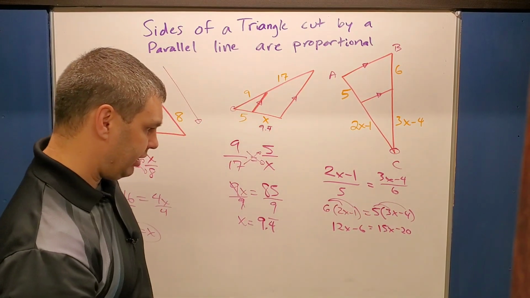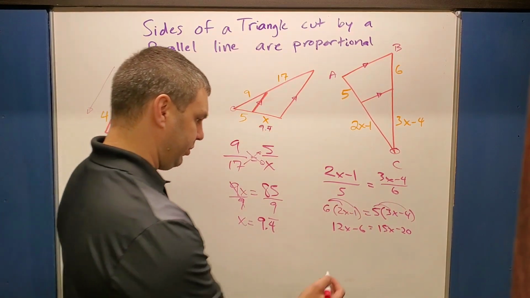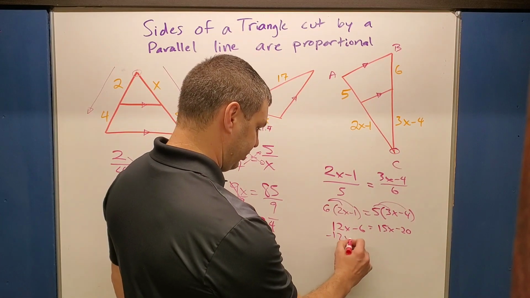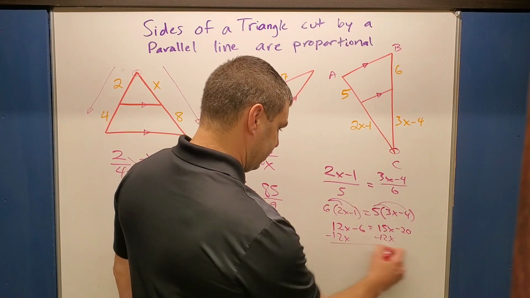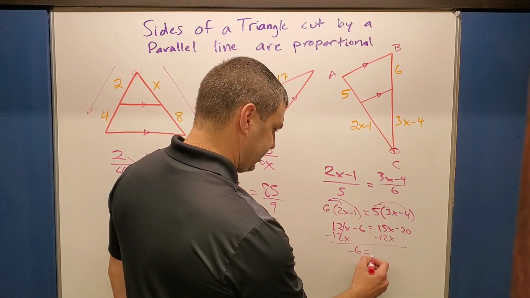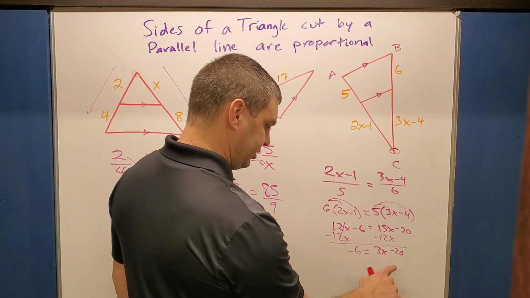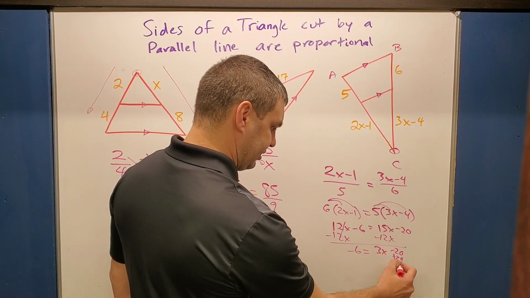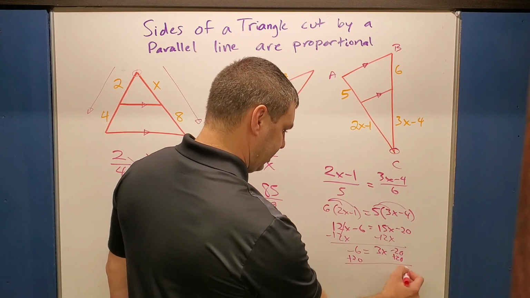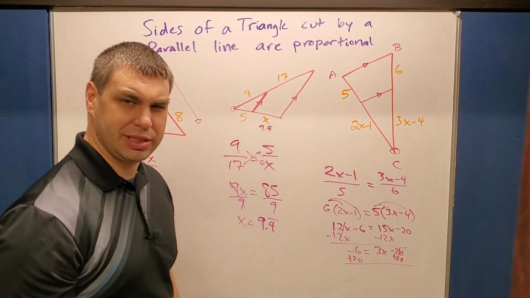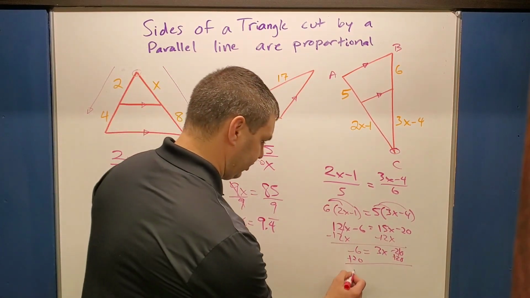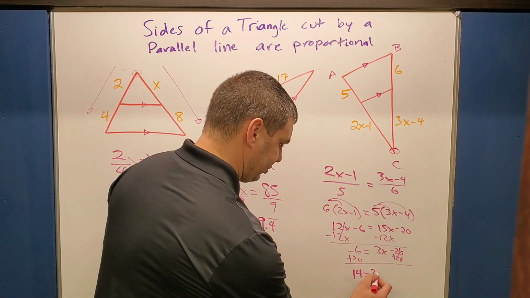All right. And let's see here. With a little bit of math, we can subtract the 12x. And that gives me negative 6 equals 3x minus 20. All right. Let's add 20 to both sides. Plus 20, plus 20. And what is negative 6 plus 20? Of course, that's going to be 14. So I have 14 equals 3x.